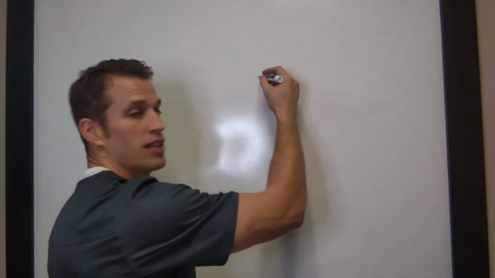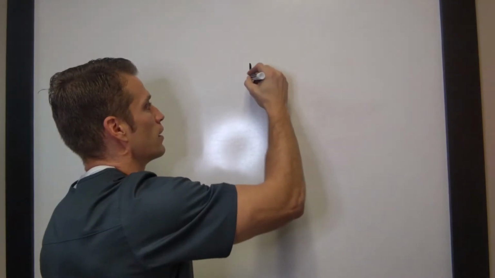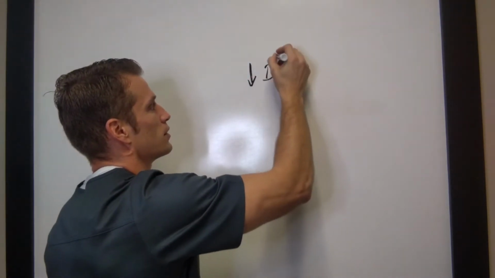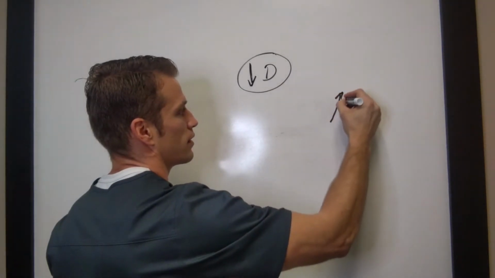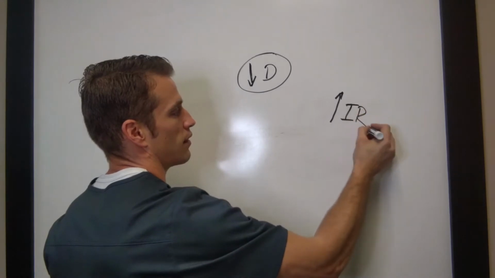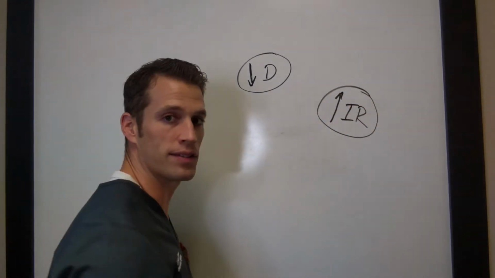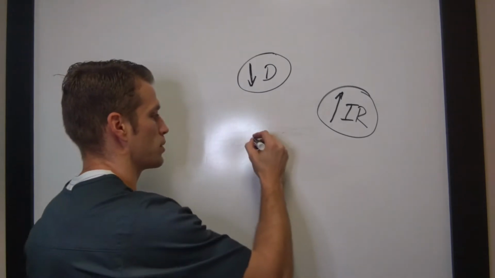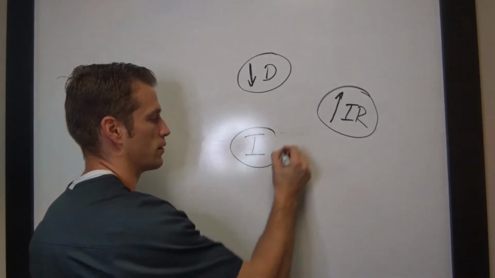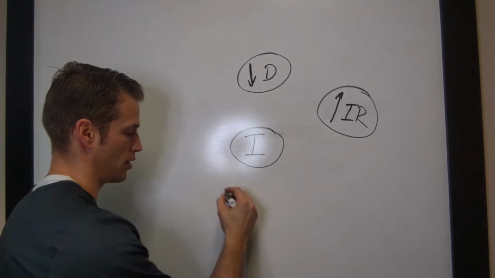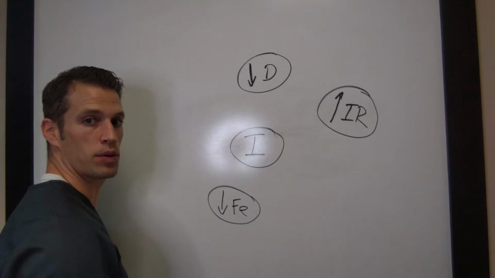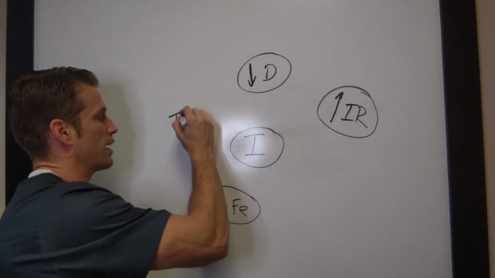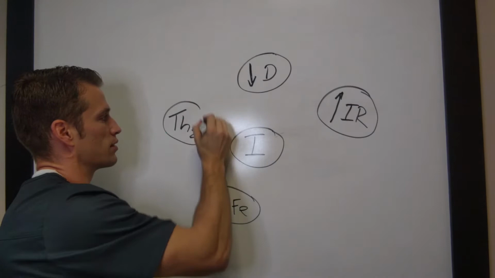Let's list what's going on first. This person has decreased vitamin D levels. This person has increased insulin resistance levels, or has insulin resistance, period. This person has systemic inflammation. This person has low iron levels. And this person has a Th2 bias to their immune system.